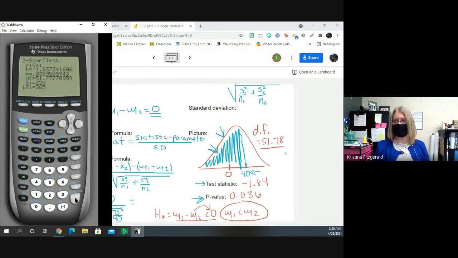Because you could use that paper table and use a conservative degrees of freedom, but the calculator honestly is just faster in terms of testing and time. So just make sure you write this down so people know that you used the calculator. Okay, and that's our p-value. So now we just have to make our decision based on this.